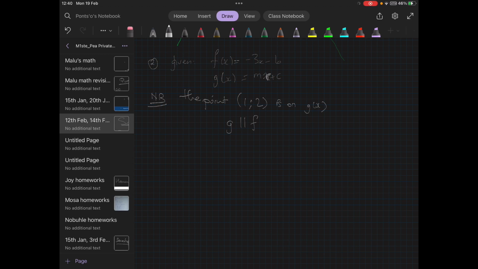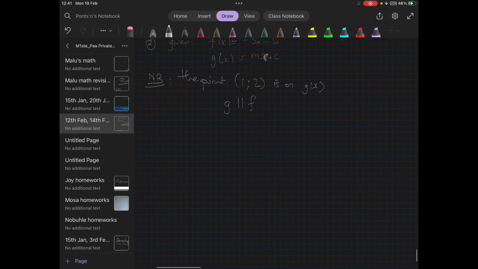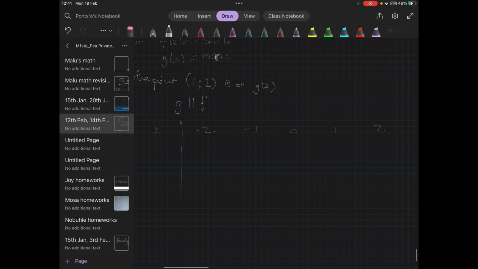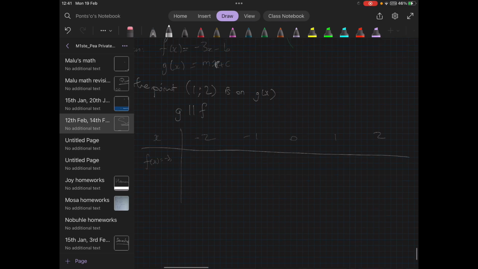So it's important to note that the point 1, 2 is on g of x and g is parallel to f. I think it's safer to start by drawing the line f of x. So let's say x, let's start off at -2, -1, 0, 1, and 2. F of x is minus 3x minus 6.